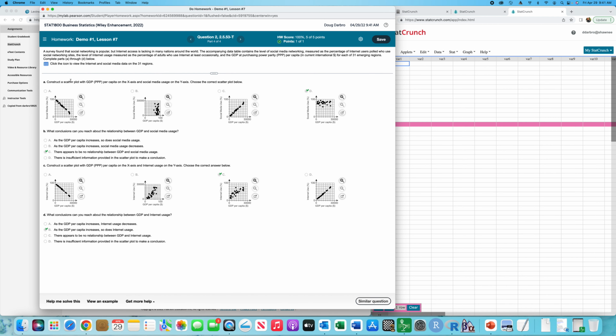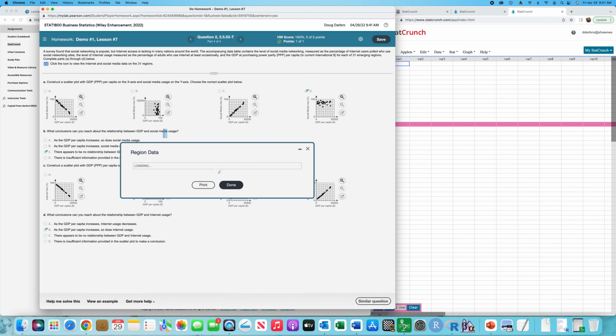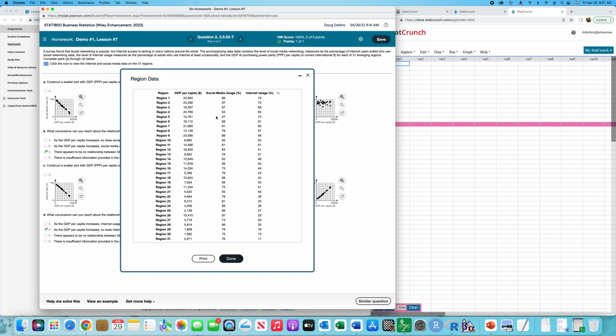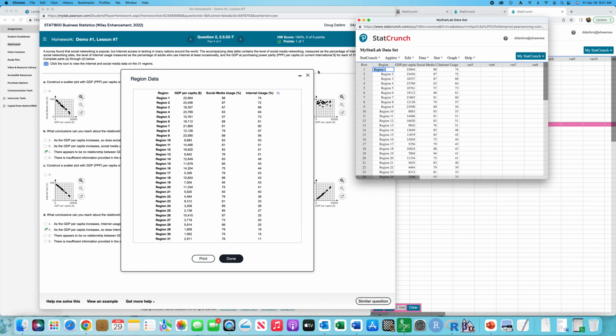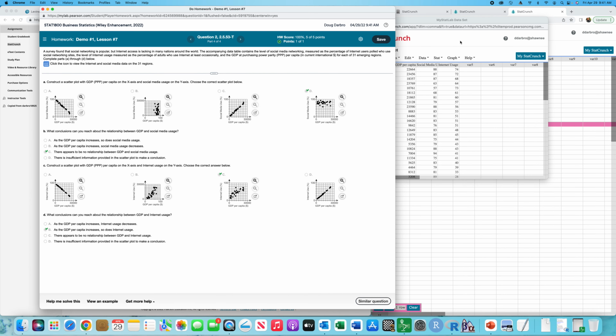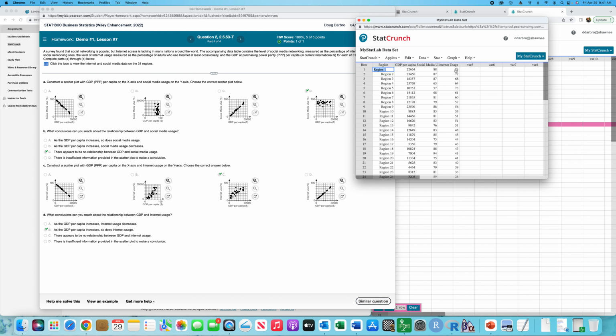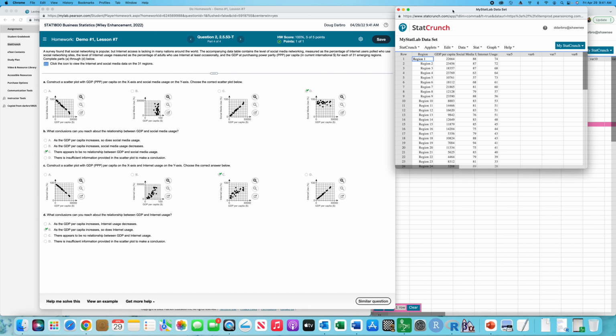All right, question number 2. So we have some more information here. Looks like we're looking at the relationship between GDP and social media and internet usage. So let's open it in StatCrunch so we can do something with it. I'm going to check to make sure that something wacky didn't go on like it did before. That was really strange. You don't see that happen very often.